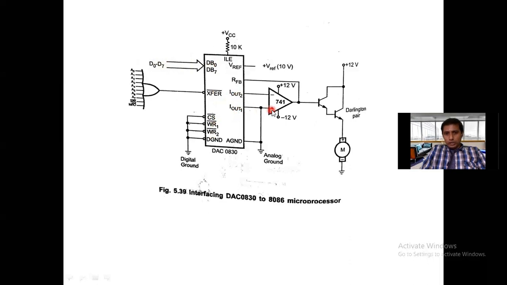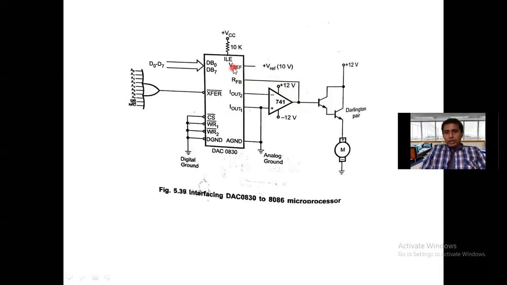Here IOUT1 is connected to the plus terminal of the op-amp and IOUT2 is connected to the minus terminal of the op-amp, and the plus terminal is connected to ground. In this way the operational amplifier is connected to the two currents. Then RFB is the feedback resistance pin, and this pin is connected to the shunt feedback resistance of the op-amp. Here the resistance is not there, so we can connect directly. If not, you can connect a shunt feedback resistance to RFB. Then it is connected to the output of the op-amp.